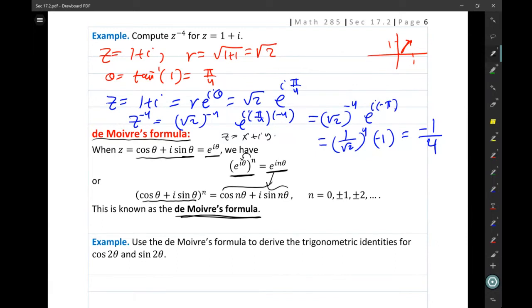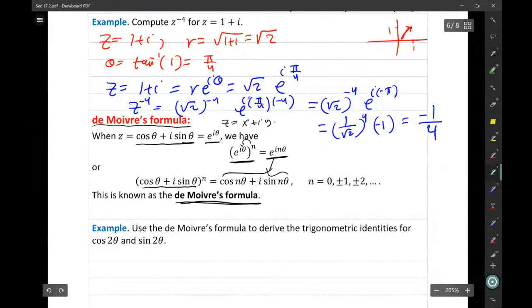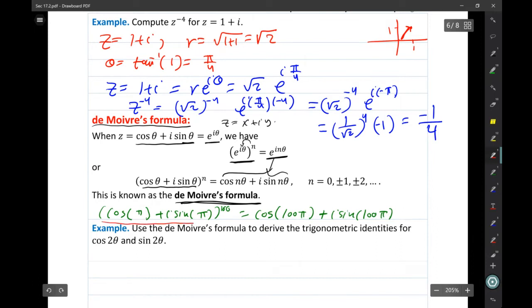For example, if you would like to find (cosine pi plus i sine pi) to the power 100, that becomes cosine 100 pi plus i sine 100 pi. So rather than multiplying this one by itself 100 times, you can just use it in one single step by using this formula. Let us see some examples about De Moivre's formula.